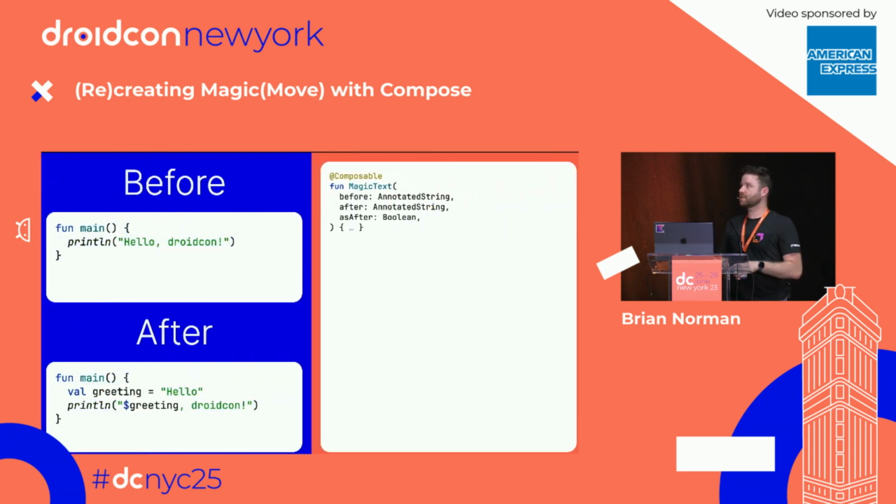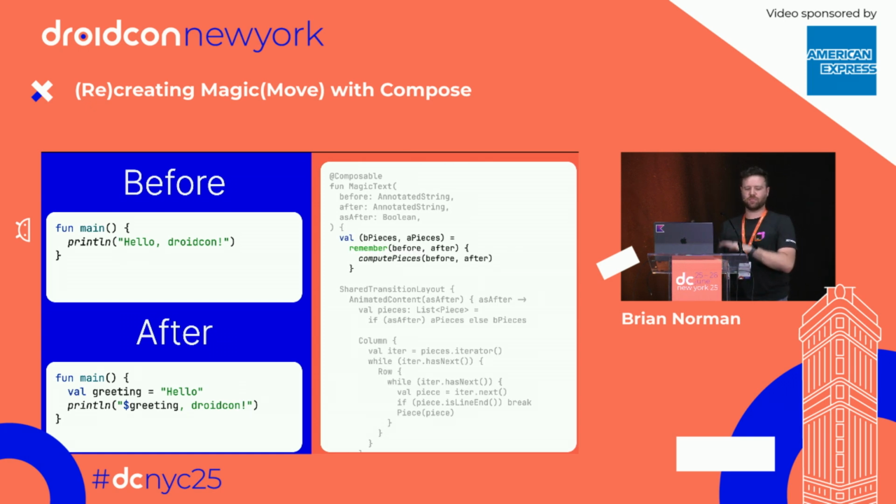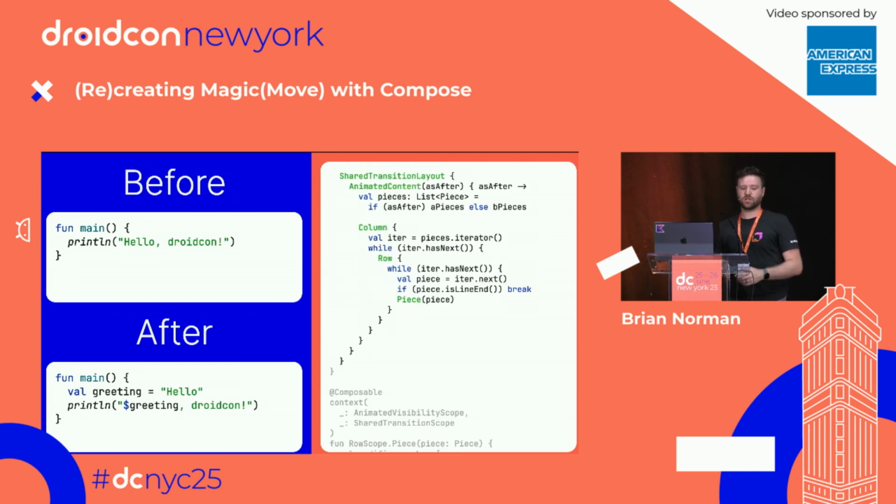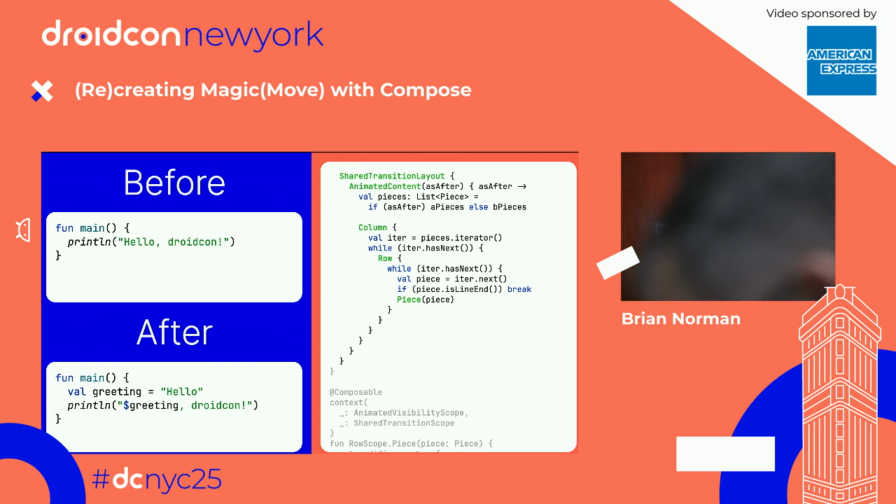Code for this looks fairly simple as well, very similar to Myers. We'll kind of hide the complexity of the matching code, but it is just, again, kind of thrown in a remember here, and the compose code is very simple. It's a shared transition layout, animated content, column of rows of text, right?